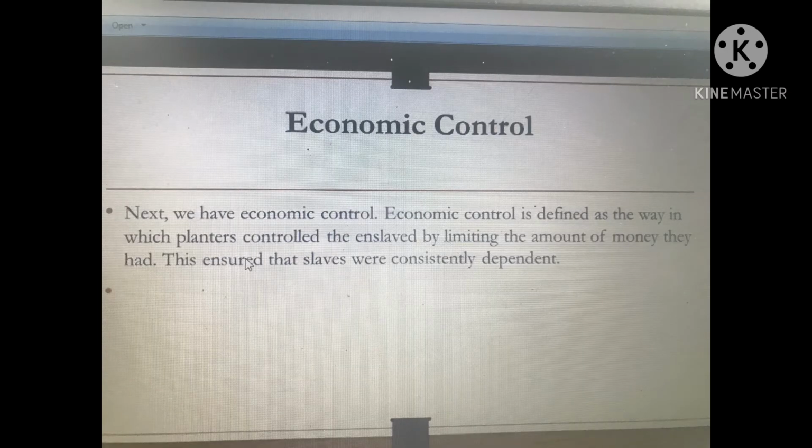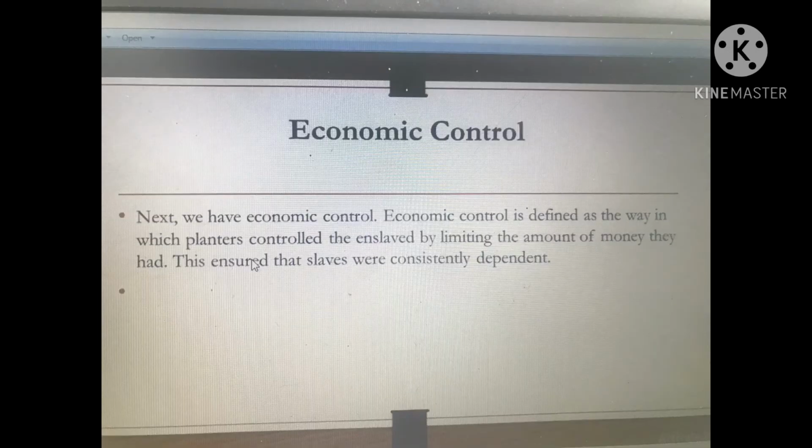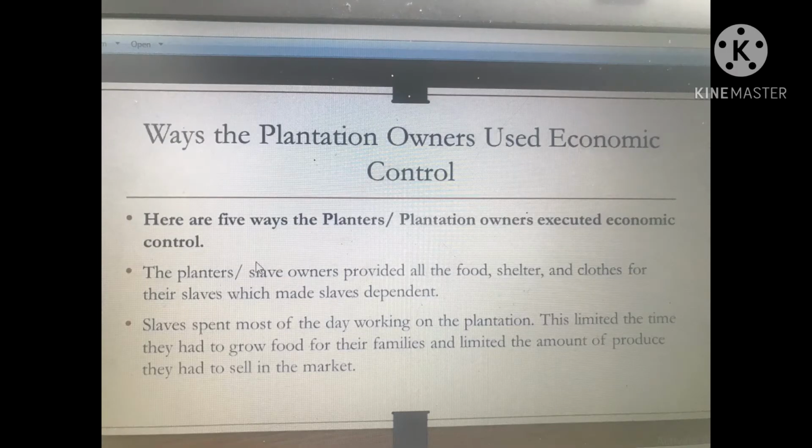Next, we have economic control. Economic control is defined as the way in which the planters control the enslaved by limiting if they could earn and how much they could earn, to ensure that the slaves were constantly dependent. Ways the plantation owners used economic control. There are 5 ways the planters or plantation owners executed economic control. Way number 1.